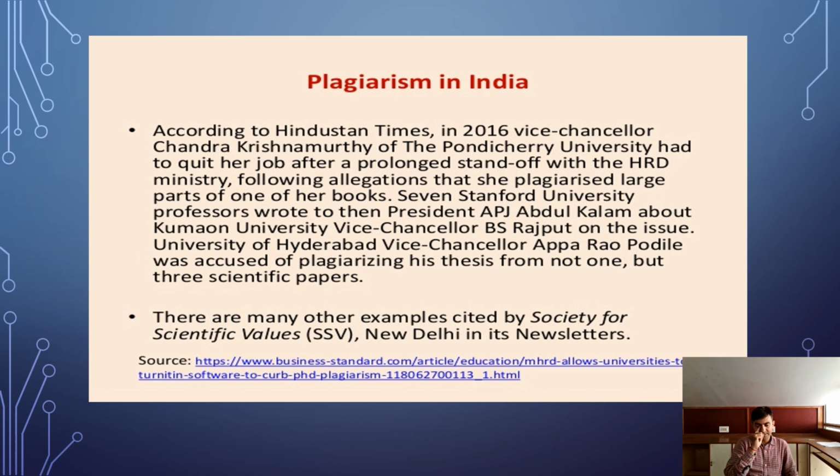Now, plagiarism in India. According to the Hindustan Times in 2016, the Vice Chancellor Chandra Krishnamurthy of Pondicherry University quit her job after a prolonged standoff with the HRD ministry, over the allegation that she plagiarized a large part of a book. There are many other cases in India also. So this does not mean plagiarism is only in the European and North American continents, it is part of India also.